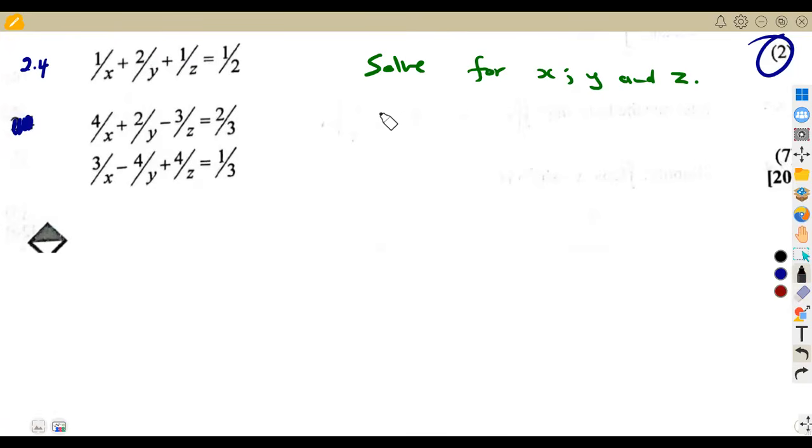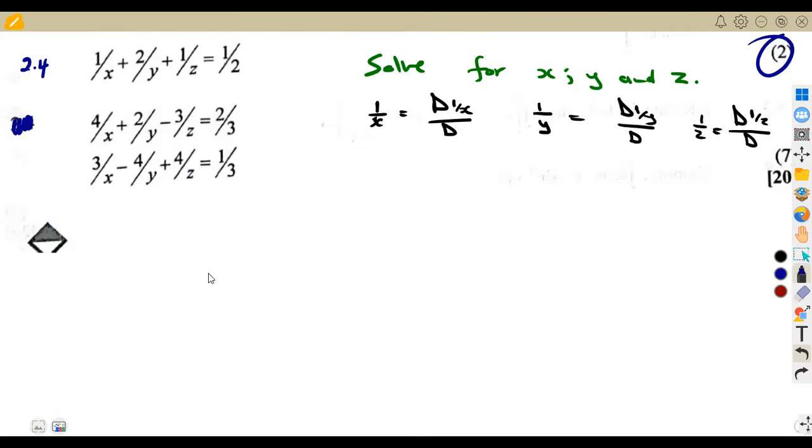So you must have 1 over x, which is taken from the determinant of 1 over x over the determinant of the constants. To find 1 over y, it is going to be the determinant of 1 over y over the determinant with respect to constants. The same thing for 1 over z: the determinant of 1 over z over the determinant of what?